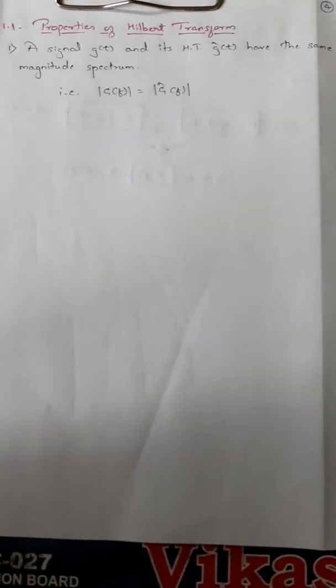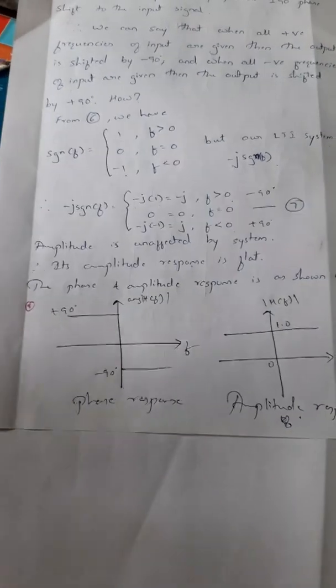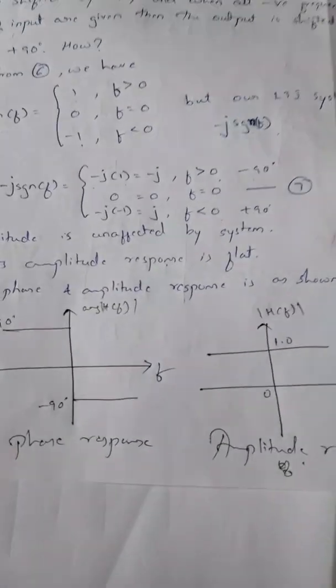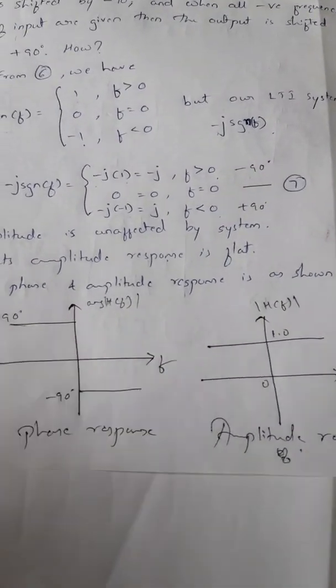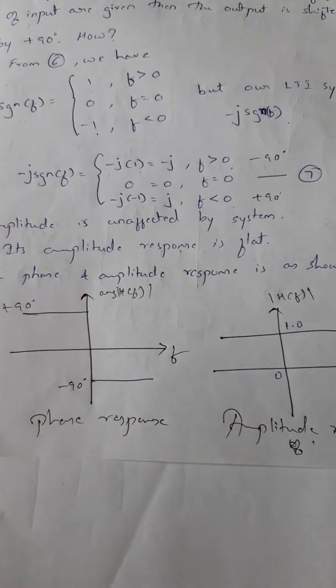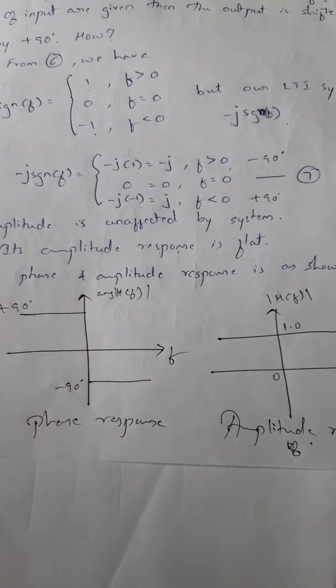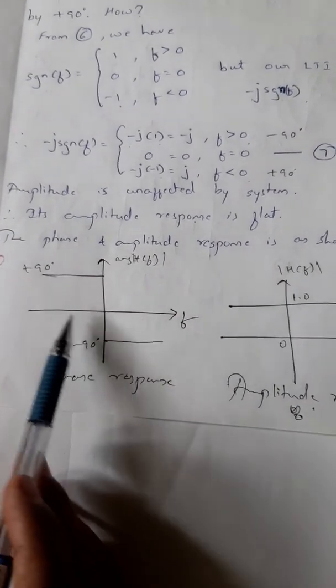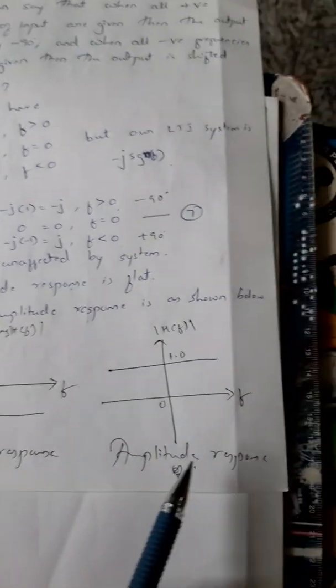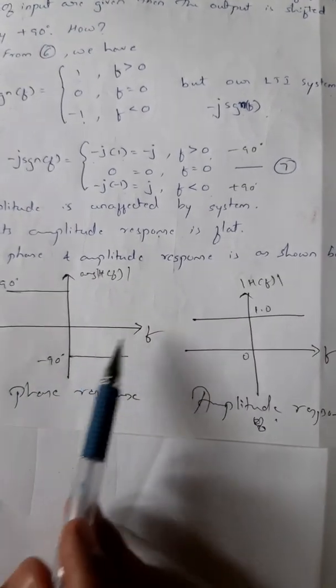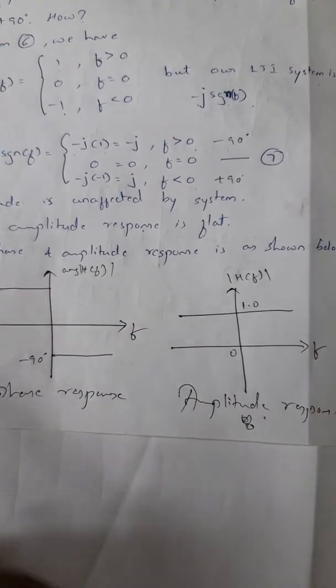Okay, in the last class we completed the Hilbert transform. Before starting the next class, that is properties of the Hilbert transform, let me go back to what we studied. We studied the Hilbert transform. We saw the equation of the Hilbert transform in the time domain as well as the frequency domain, and then we end up with two spectrums as you're seeing here. One is the phase response, and another is the amplitude response.